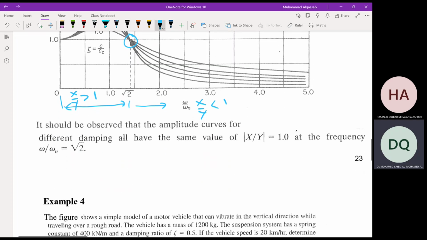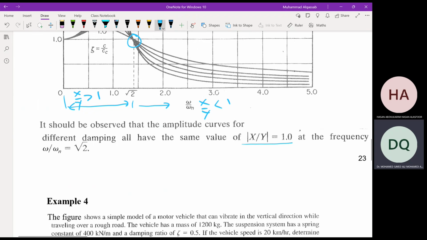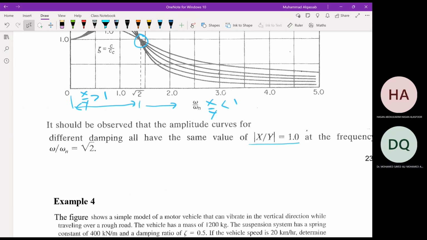Okay, so those are the observations. It should be observed that the amplitude curves for different damping all have the same value of x over y equal to 1 at the frequency ratio omega over omega n equal to square root of 2. So this is the point at which the transition happens. Before this value, x over y is greater than 1. Above square root of 2, x over y is less than 1. At square root of 2, x over y equals 1.